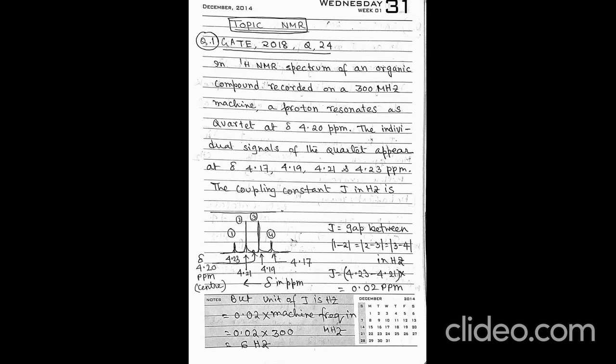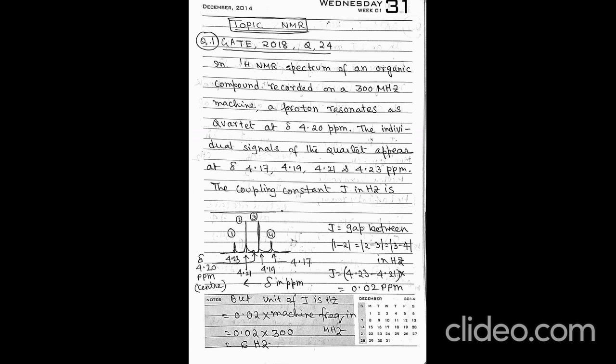Now let us discuss this problem. The 1H NMR spectrum of an organic compound is recorded on a 300 megahertz machine. A proton resonates as a quartet at delta 4.20 ppm. The individual signals of the quartet appear at delta 4.17, 4.19, 4.21 and 4.23 ppm. What is the coupling constant J in Hertz? So that is the question.